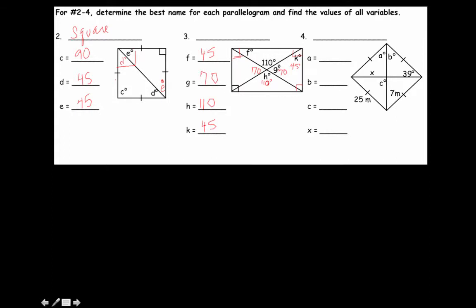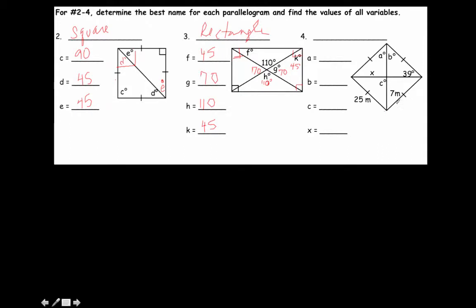If it had been a square, these would all be equal. They'd all be 90, but because of the 110 and the 70, that means that they are different lengths, and this is a rectangle, which is pretty specific. This one has sides that are all the same, so it's at least a rhombus.